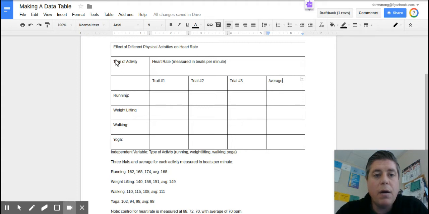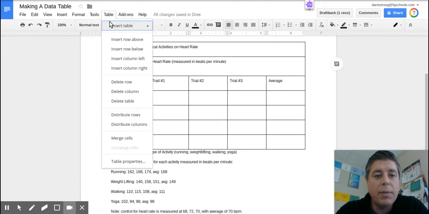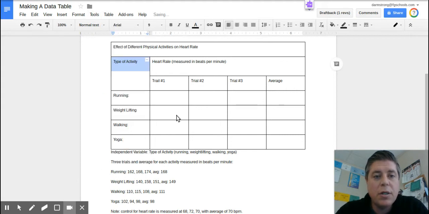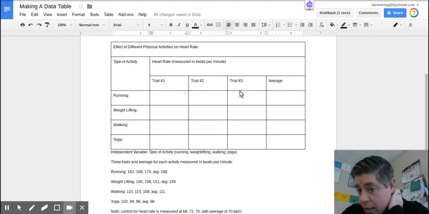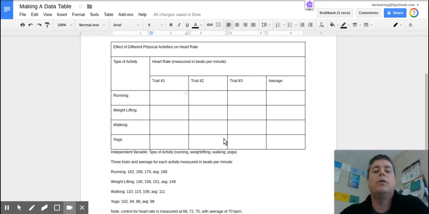All right, and then here, if I wanted to, I'm going to come back up into table and merge these so it looks a little better than just having an empty cell there. All right, so organization is pretty important. You want this table to look organized. You want it to look neat, and you want it to look accurate.